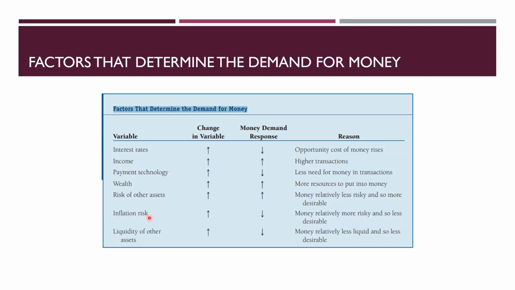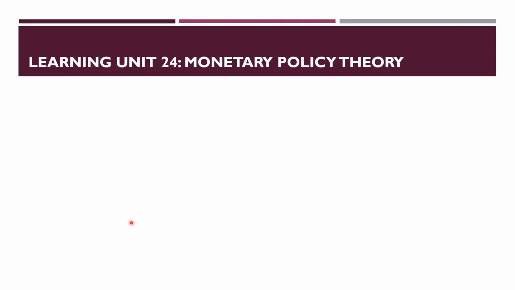Then inflation risk. If inflation increases, money becomes relatively more risky and so less desirable, because if there is inflation in the economy, people would not want to hold much of their wealth in terms of money because they would lose when there is inflation. So, liquidity of other assets. If the liquidity of other assets increases, what would happen to the demand for a particular asset? It would fall. Okay, so this is a summary, and you must know this, and it might help you as well. So after that, we are done with learning unit 20.